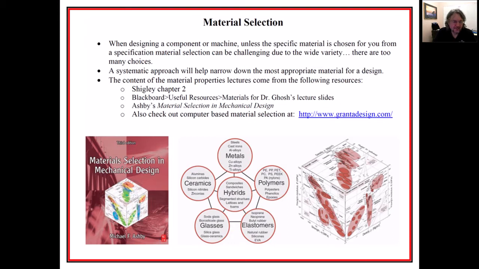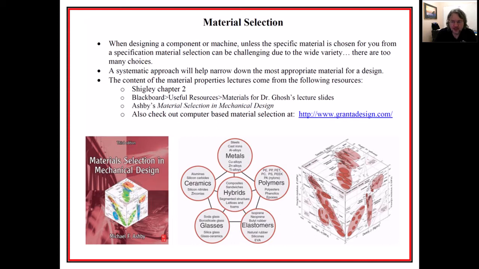And there's a gentleman named Michael Ashby who's made his career out of making a systematic approach. It turns out he's got a company named Granta, and I have the link to it right here. We'll see diagrams called Ashby diagrams, and they help you navigate the different properties and systematically approach how to select a material. And there's software for this that's available.